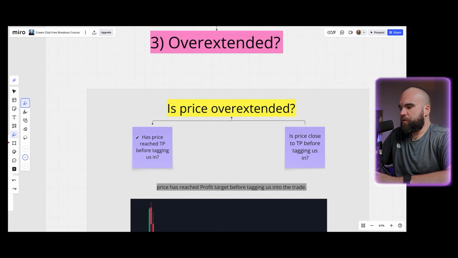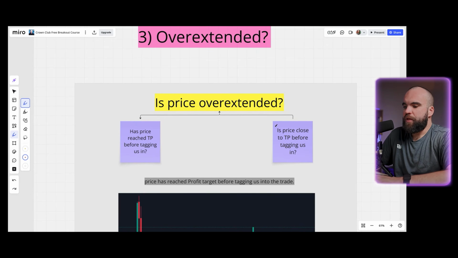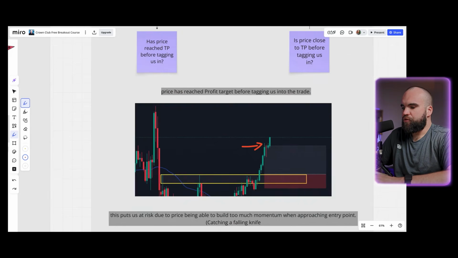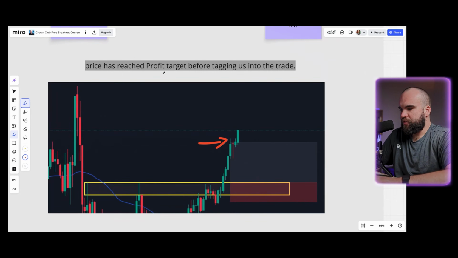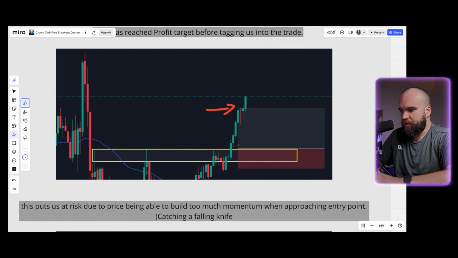So the first question you ask is, has price reached take profit before tagging us in? That actually applies to supply and demand, support and resistance, ICT. The next rule is, is price close to TP before tagging us in? Those are two different rules. So here we can see in this example, price has reached the profit target before tagging us into a trade. You can see we pushed up all the way here, and we have not yet been tagged into a trade. Whether you're trading support and resistance or supply and demand, it doesn't actually matter. Whether you're trading fair value gaps, this applies.